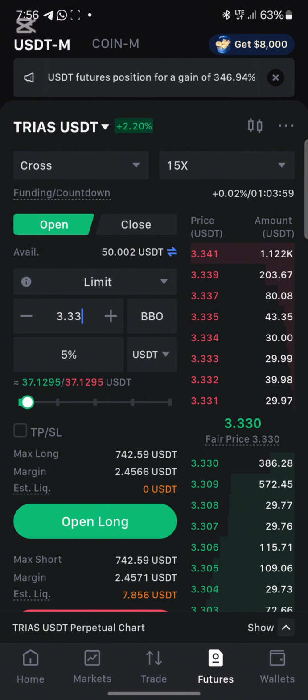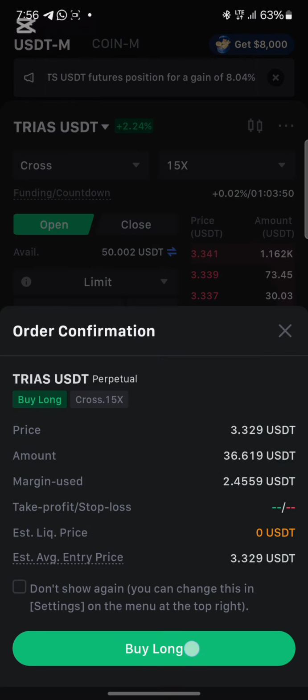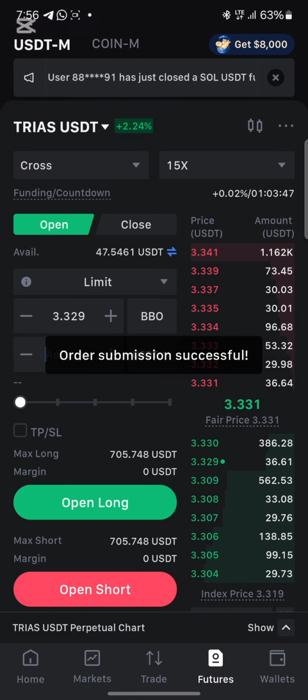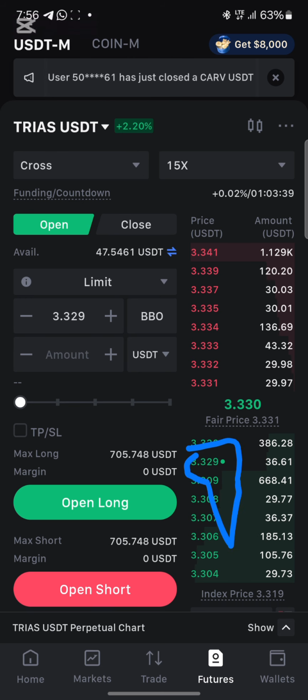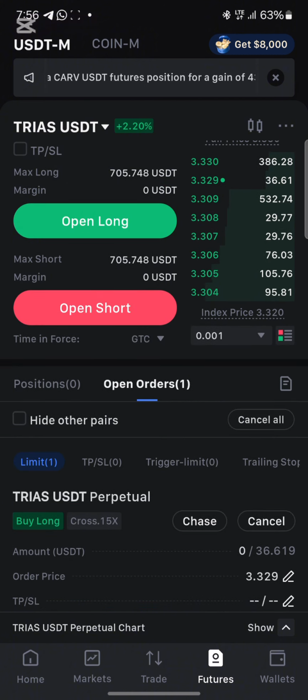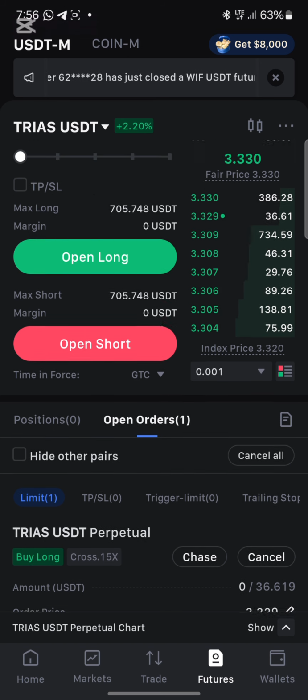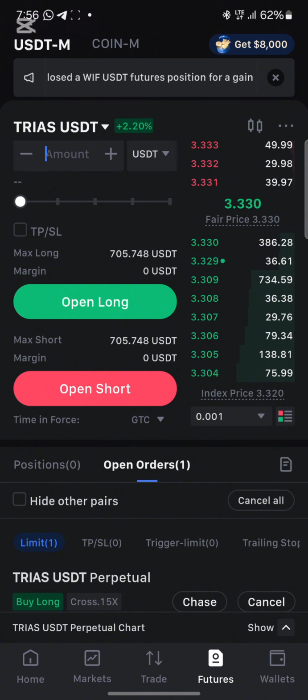So let me trigger this order. Okay, let me make it 3.29. Let me place this position, buy long. You can see it has entered order book. I told you about order book before. You can see my order here, where you have the dots. Let's wait for the order to trigger and see where it heads to.